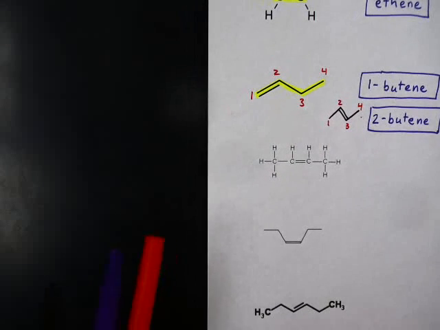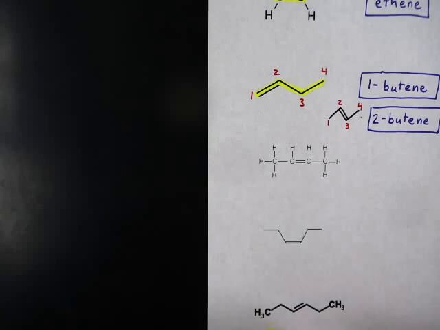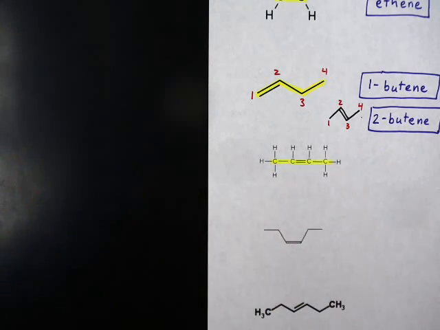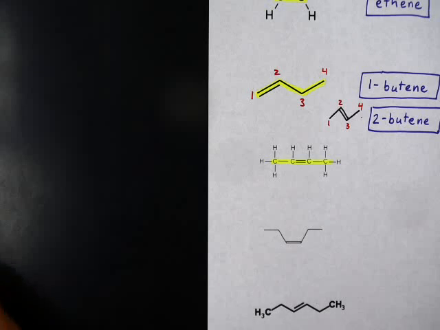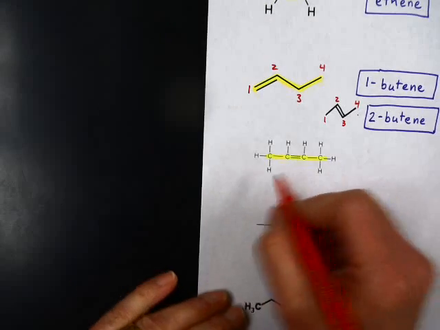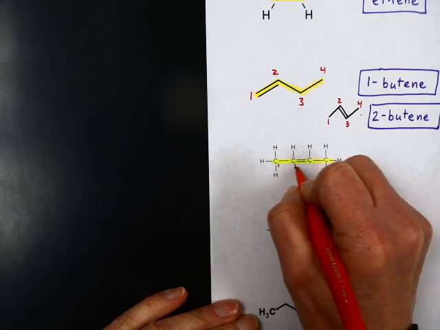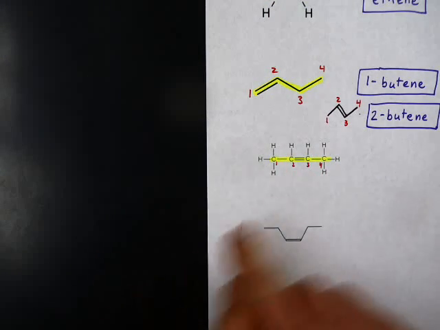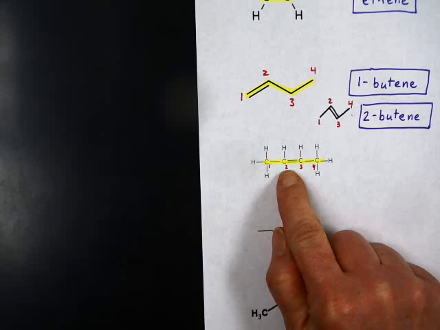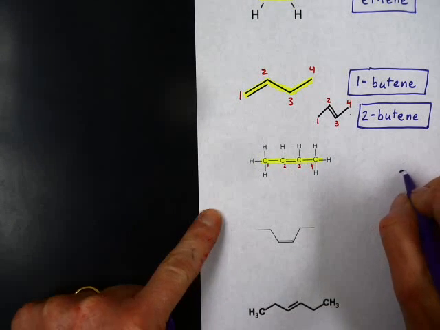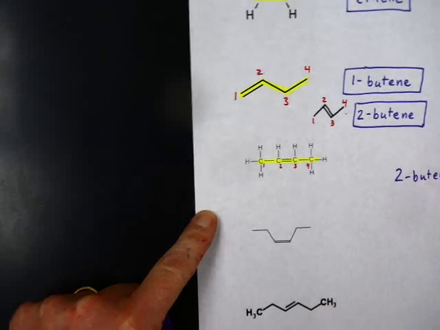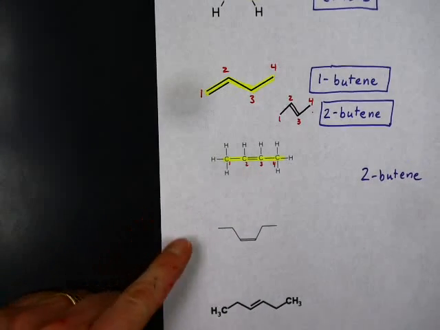How about the one right below that? Let's do what we've been doing. Highlight the longest continuous chain. Right there they are. 4 of them. Number from either end, and we'll get the same thing. 1, 2, 3, 4. So this is but again. And we can see that it's 2-butene again. The double bond starts on carbon 2.